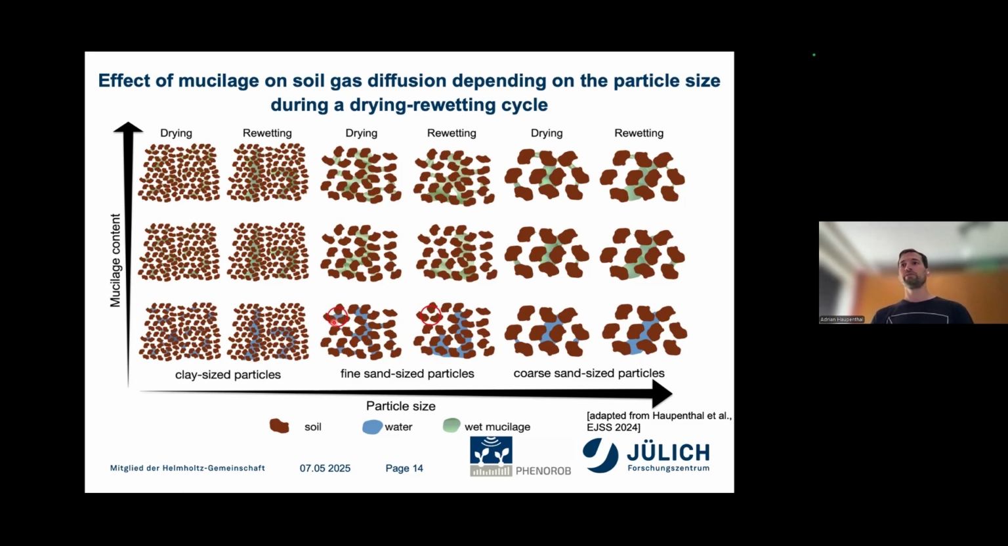And with increasing mucilage content, we expect that the interconnected mucilage structures will also be able to attract water again during rewetting in parts where it might not reach without the mucilage, and diffusivity is then again decreased, and the hysteresis effect will diminish.